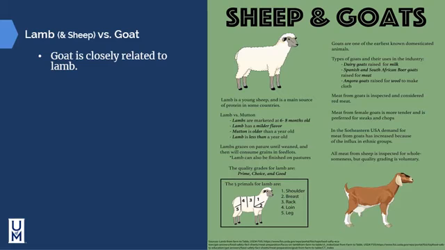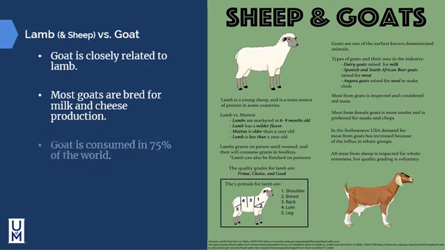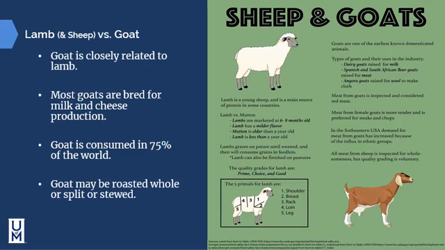Lamb is very closely related to goats. Most goats are bred for milk and cheese production. Goats are consumed in 75% of the world. And goats may be roasted whole or split or stewed. A couple of the main reasons that you can see from this chart, and how to easily identify a goat from a lamb, is that the lambs, or the sheep, have a tail that turns down, whereas goats have a tail that turns up. That's a very quick identifier. But lamb is young sheep and is the main source of protein in a lot of different countries.